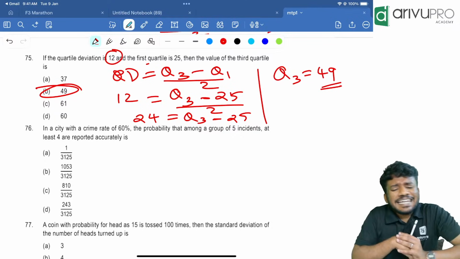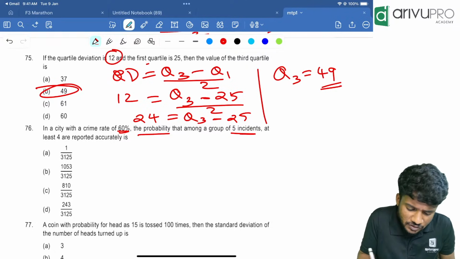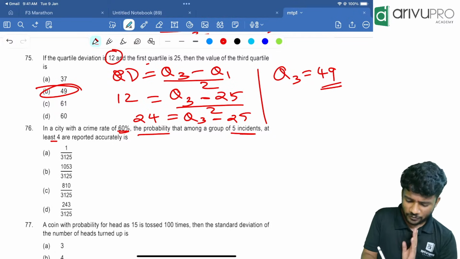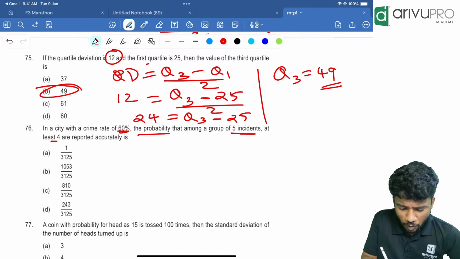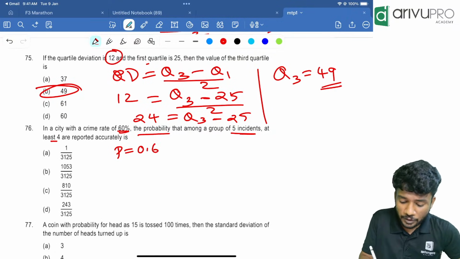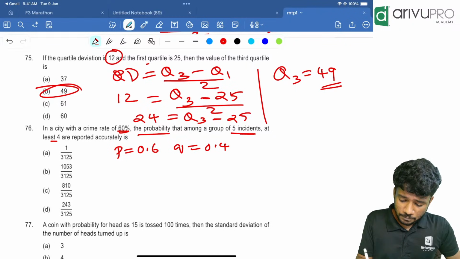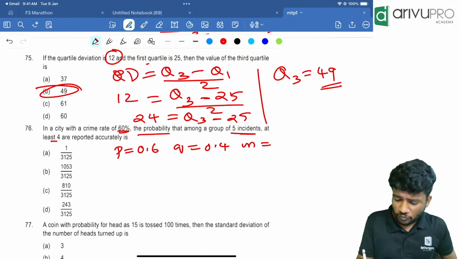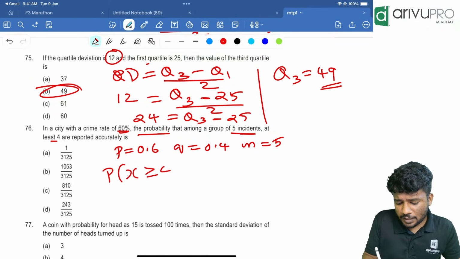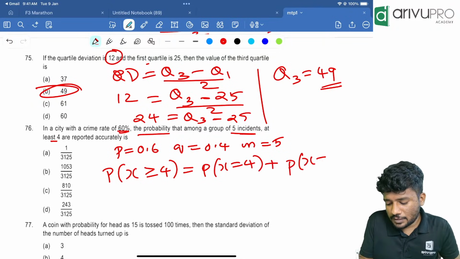Now, in a city with a crime rate of 60%, what is the probability that among a group of 5 incidents, at least 4 are reported accurately? At least 4. Very interesting question. So, people, what is the probability of success? The probability of success is 60%. 60% means 0.6. That means the probability of failure is 1 minus 0.6, that is 0.4. N is how much? How many incidents? 5. Now, at least 4 means P of X greater than or equal to 4. That means P of X equal to 4 plus P of X equal to 5.